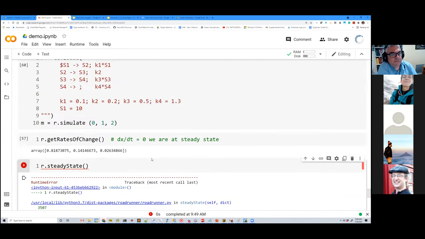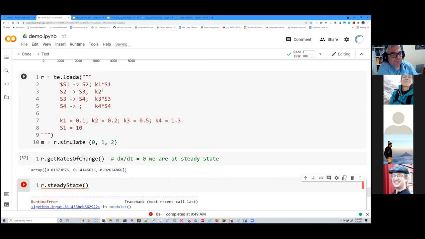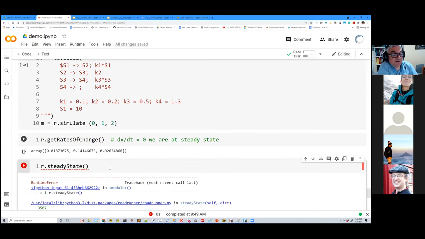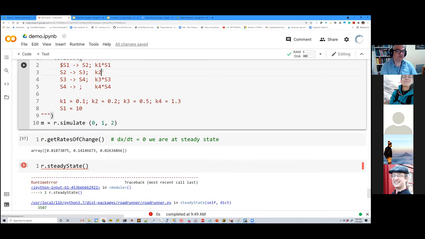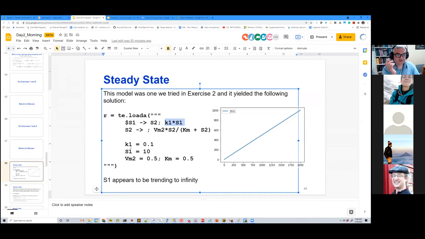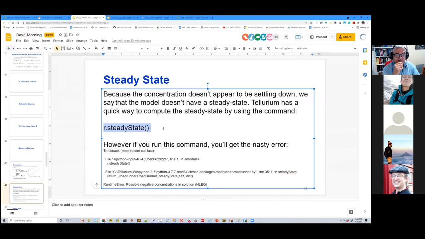All right, so that could mean one of two things. Either there really isn't a steady state, or there's a problem with your model. It often indicates that there's a problem with your model as well. So that's a useful thing to know. So that's the steady state function. Beware, you can get nasty errors back if it fails to find the steady state. Don't worry about how nasty the message is. Just beware, that probably means there's a problem with your model.